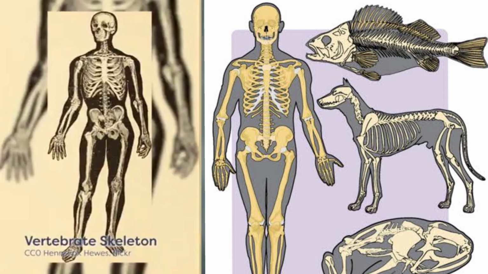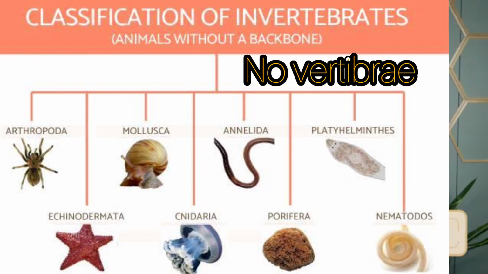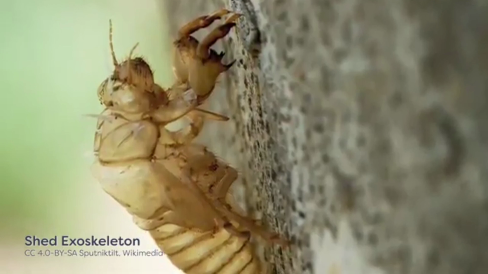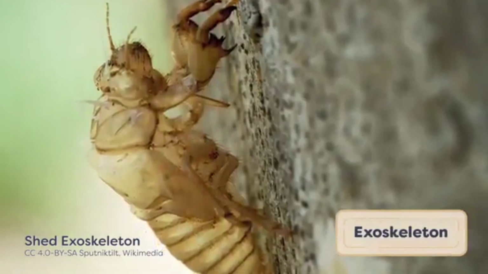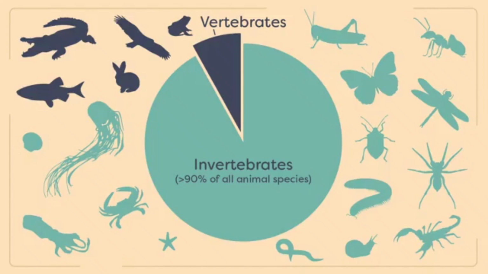This internal skeleton provides support against gravity and allows vertebrates to reach large body sizes in terrestrial environments. On the other hand, invertebrates have no vertebrae and therefore no internal support structure. Instead, their support structure exists outside of their bodies. In many invertebrates, their surface is hardened and is called an exoskeleton. Vertebrate animals include fish, amphibians, reptiles, birds, and mammals. All other animals are considered invertebrates.